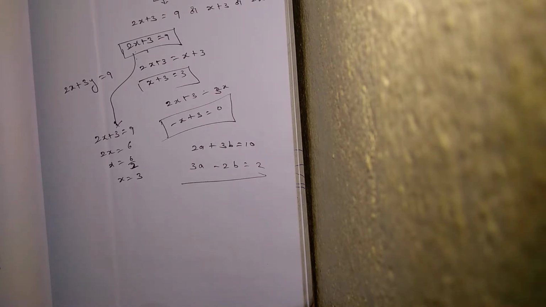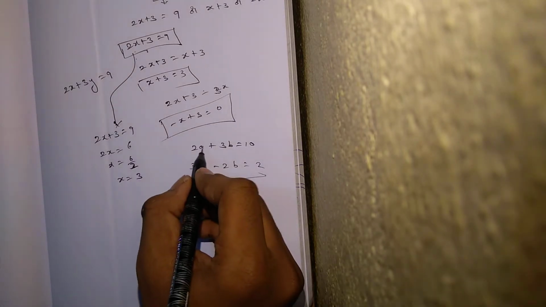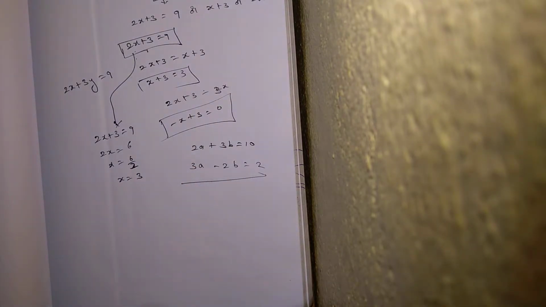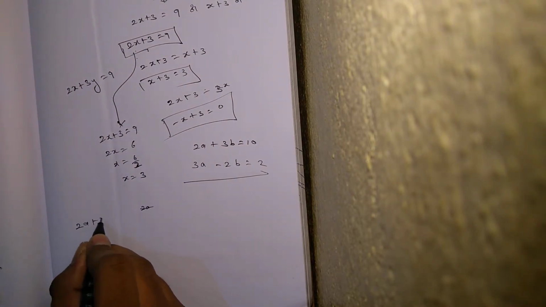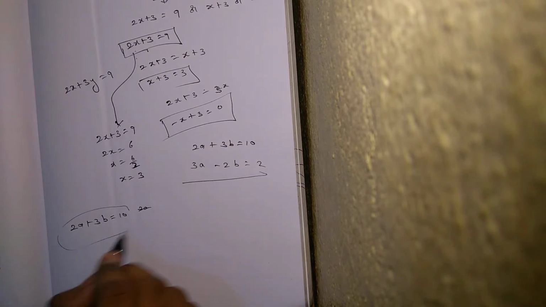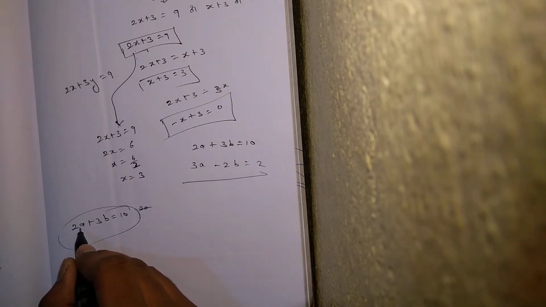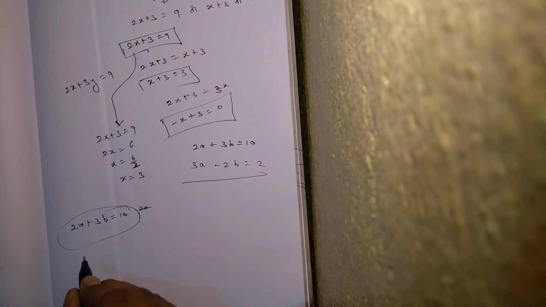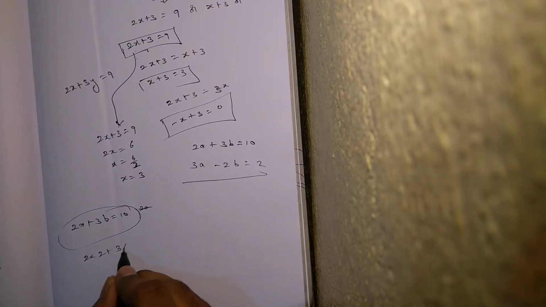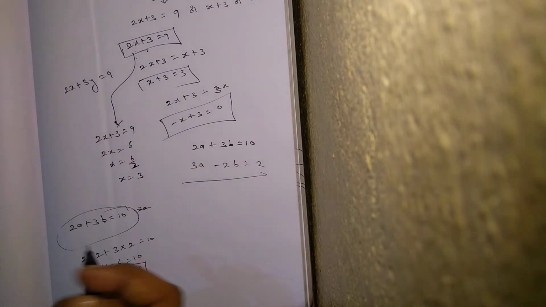So what is the trial and error method? We just assume the values of a and b. Suppose we consider the first equation first: 2a plus 3b is equal to 10. In order to satisfy this equation, what are the values of a and b? We just assume it. Suppose a is equal to 2, and b is equal to 2. Then what does it become? 2 into 2 plus 3 into 2 is equal to 10. Is that right? 4 plus 6 is equal to 10.